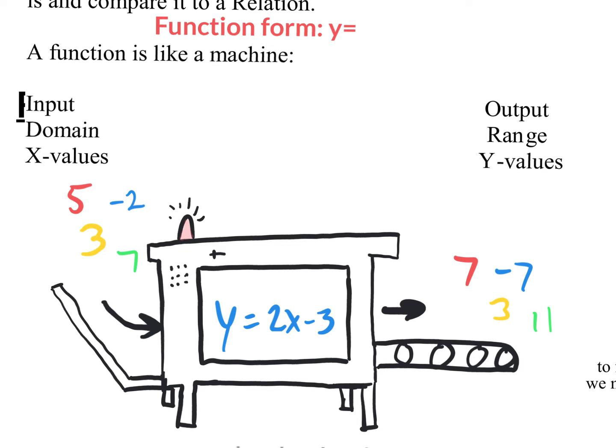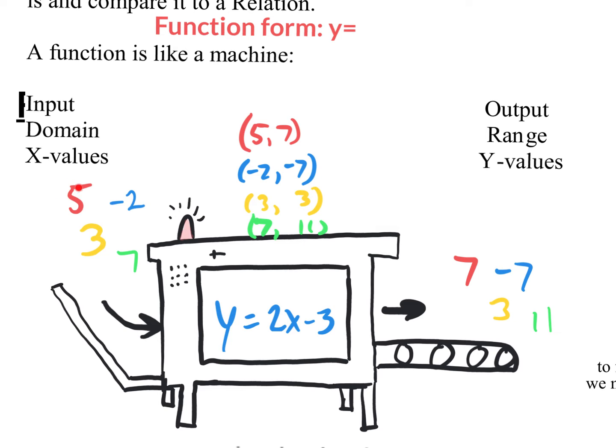Okay. So in reality, each one of these values, this 5, when I plugged it in and got out a 7, that's technically a coordinate, 5, 7. The negative 2, when I plugged it in, I got out a negative 7. When I plugged in a positive 3, I got out a positive 3 as well. And when I put in a positive 7, I got out an 11. So all of these are coordinates. And if you did plot these coordinates, it would graph a straight line.